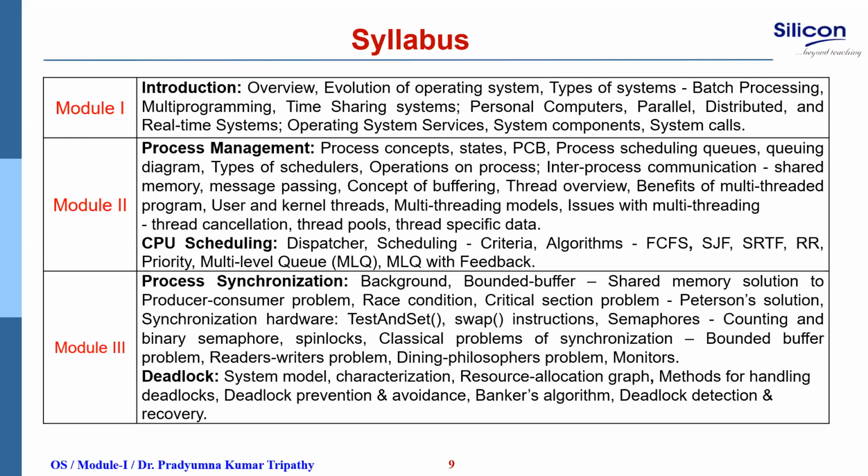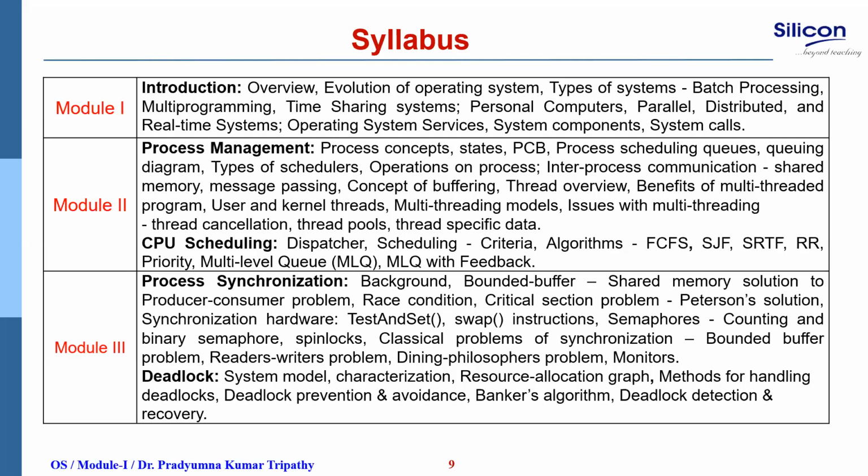Then we have CPU scheduling, with different types of CPU scheduling algorithms. And module 3 has a very important topic, process synchronization and deadlock. Process synchronization is needed when more than one process is executing in a system. How is synchronization required, and what are the tools used for synchronization of the processes?